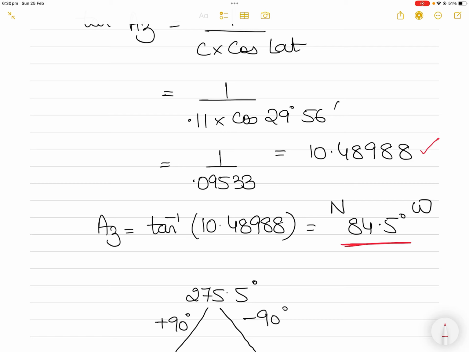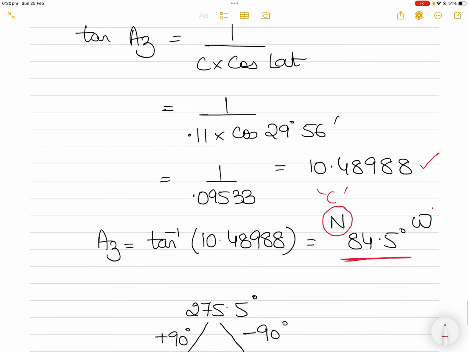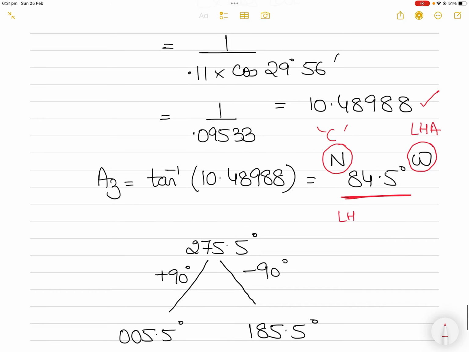And then you have to name your azimuth. So how do you name your azimuth? North comes from the name of C. Your C was north, so it's C. And west comes from where? LHA. So what is the rule for LHA? If LHA is between 0 to 180 degrees, LHA is west, which is the case here because it is 46 degrees. If it is greater than 180 degrees, LHA will be east. Here, of course, it is west because LHA was 46 degrees.